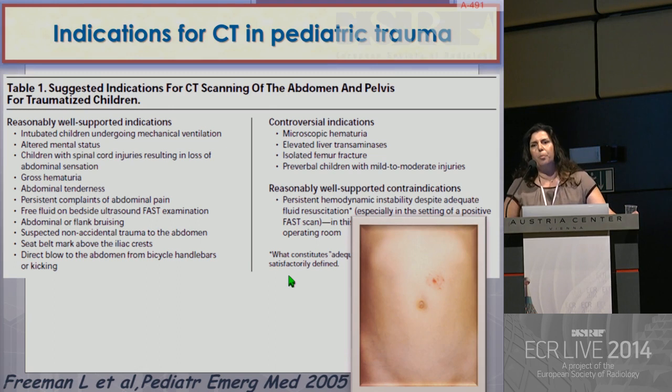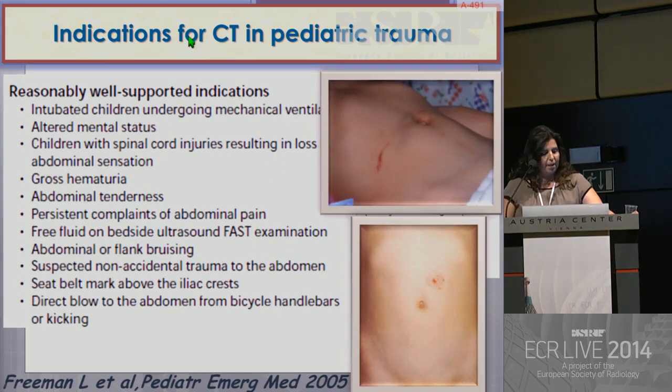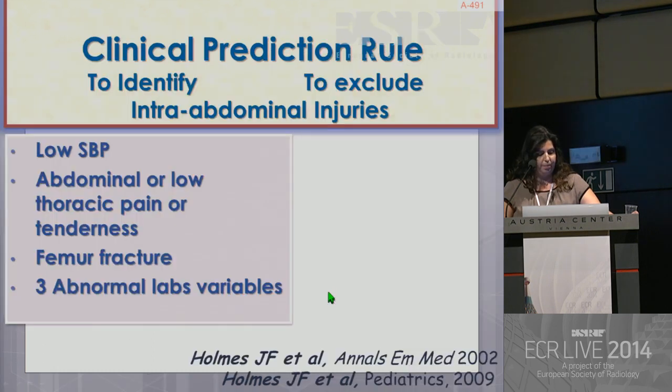The literature-supported indications for CT in pediatric trauma are reasonable. They include external evidence of trauma, as seen in cases from the internet, and they include inability to evaluate children due to intubation, craniocerebral injuries, spinal cord injuries, gross hematuria, symptomatic children that are verbal and can express their pain, and external evidence or suspected abuse or a known history of bicycle handlebar injury.